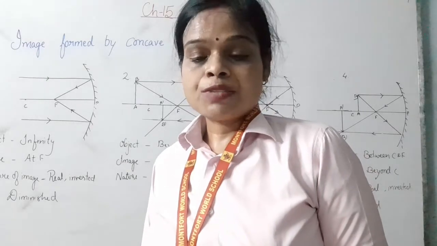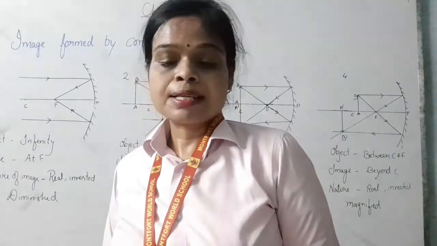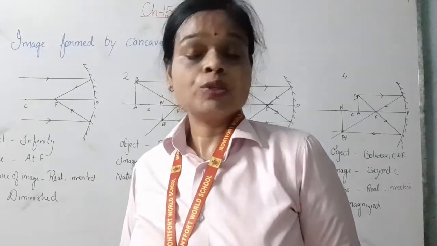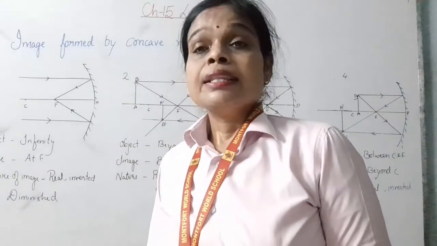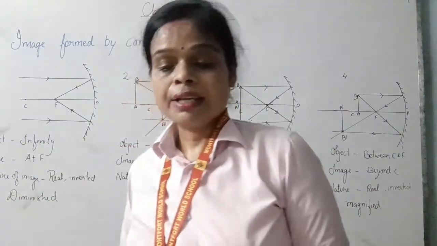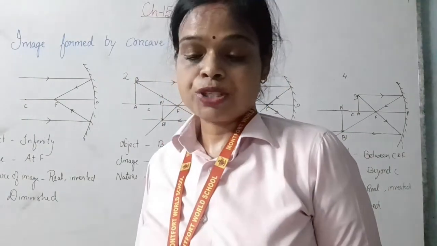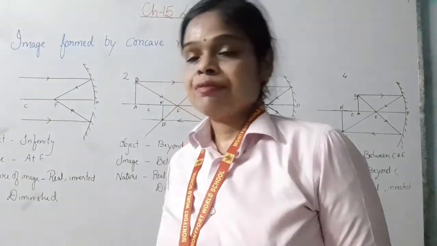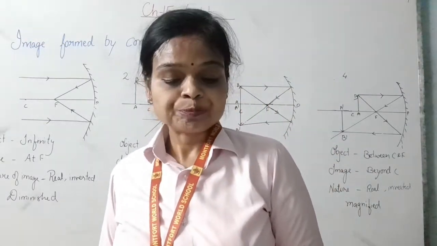Real images are formed when all the rays of light starting from the object meet after reflection. So from the object, when the light is incident, the rays meet after reflection, and then the real image is formed, whereas a virtual image is formed when the rays of light starting from an object appear to meet after reflection.